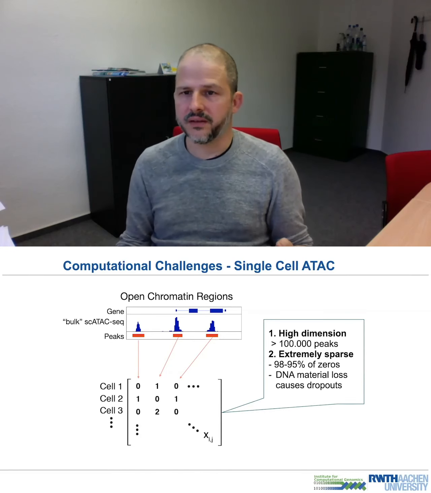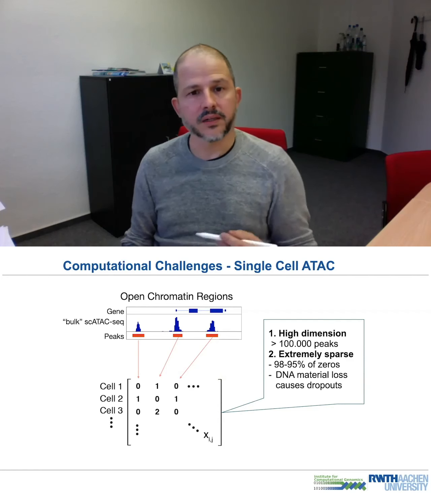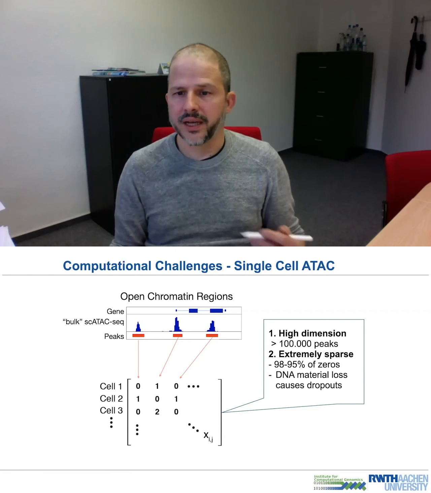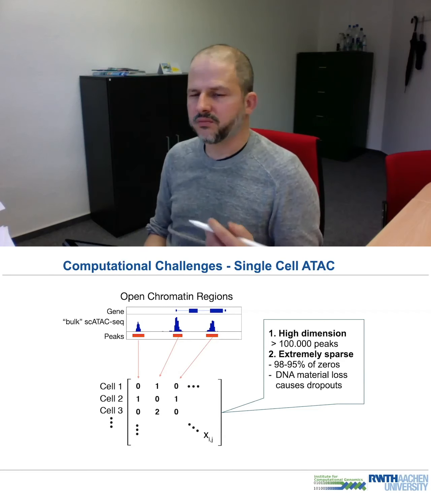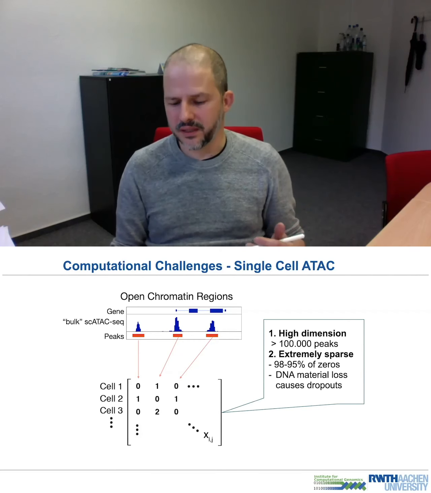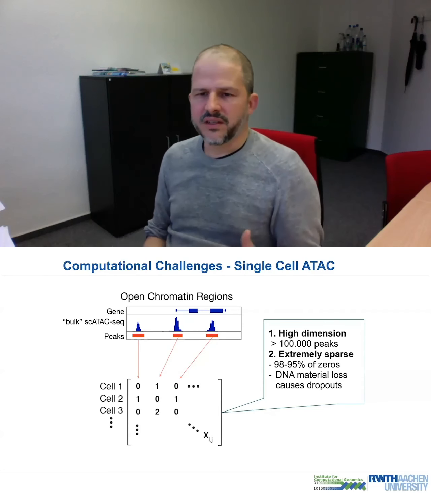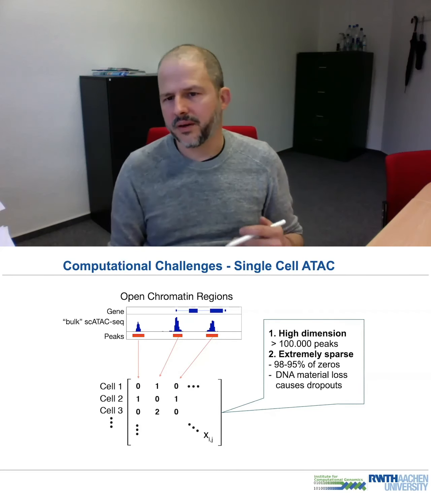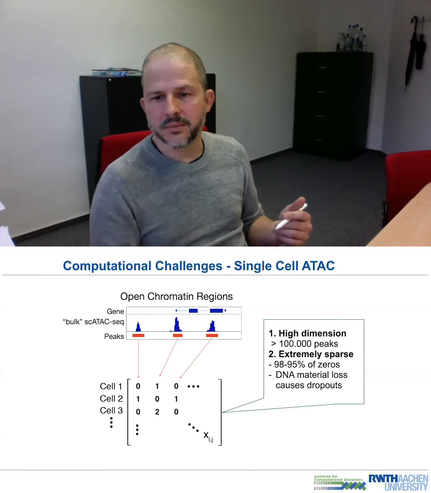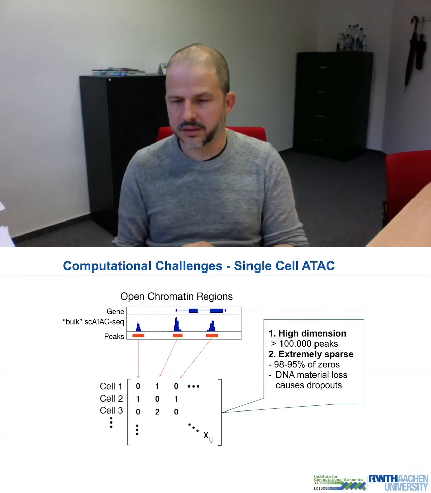And actually, this matrix has very interesting characteristics. One of them is that it has a very high dimension, so it can have more than 100,000 columns. And also it's extremely sparse. So actually most of the entries, and this is really independent of the protocol or the data that you look at, you're going to see that at least 95% of these entries are going to be zeros. And we believe, or it's easy to show actually, that some proportion of these zeros are possibly dropouts, which are coming from the fact that in your single cell ATAC experiment, you're going to have material losses.